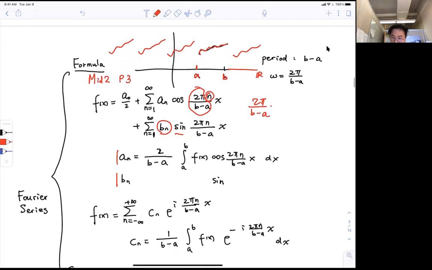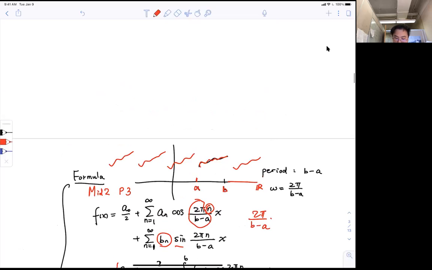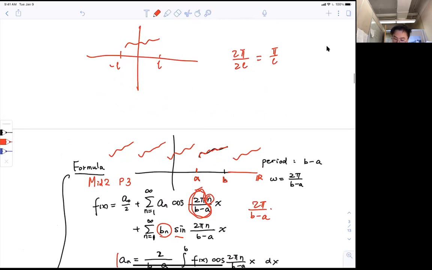The formula given in the textbook is a special case. It assumes the function is given from minus L to L. Then in this case, the coefficient is 2 pi divided by the period, which in this case is 2L, giving pi over L. This is the reason why you have cosine of pi over L times n and x, things like that.